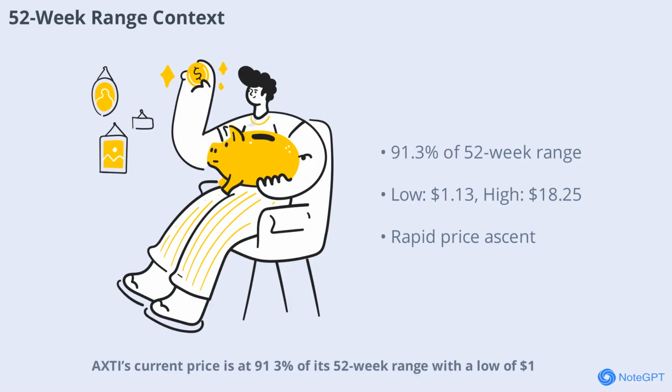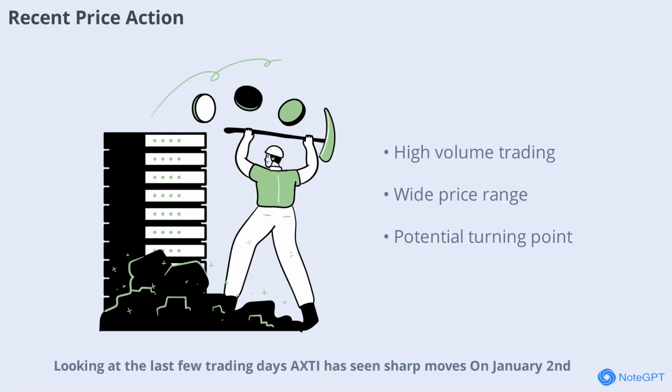AXTI's current price is at 91.3% of its 52-week range, with a low of $1.13 and a high of $18.25. This dramatic rise over the past year underscores the stock's volatility and the potential for both significant gains and sharp corrections. Understanding where the price sits within this range helps traders gauge risk and reward, especially after such a rapid ascent. Looking at the last few trading days, AXTI has seen sharp moves.